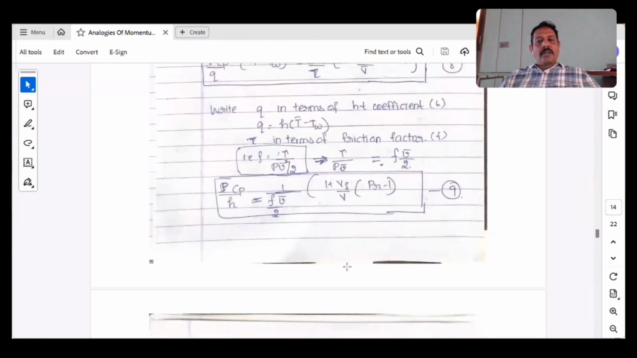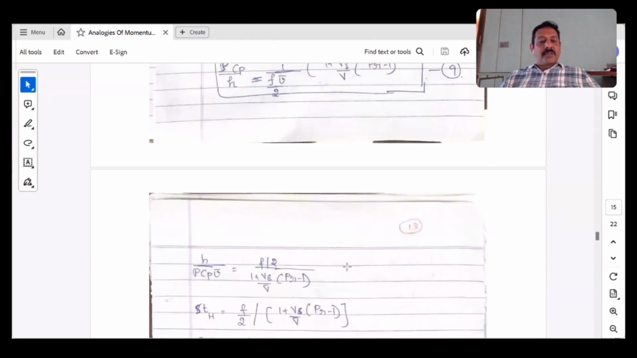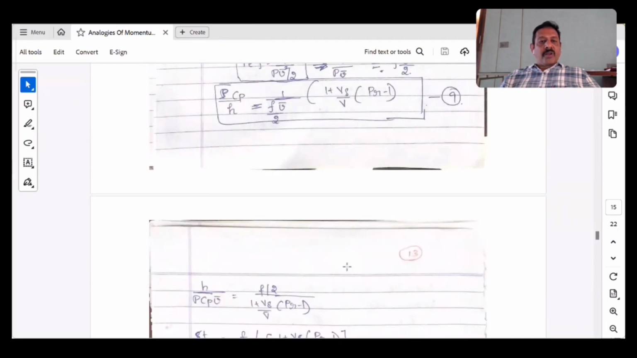Okay, so I rewrite equation 9 by taking the reciprocal. H by... I rearrange and write it. I also take this V to the other side, right? So taking the reciprocal, H by rho CPV is equal to F by 2 divided by 1 plus V delta into PR minus 1, right?